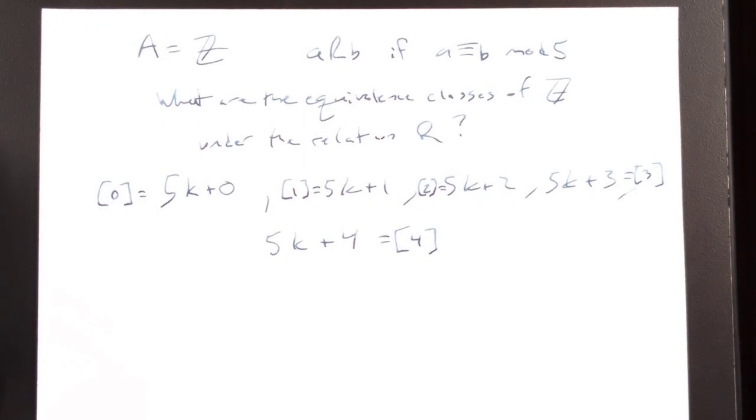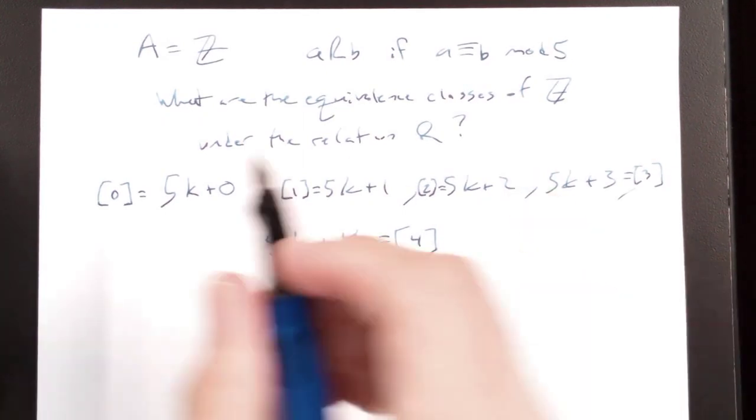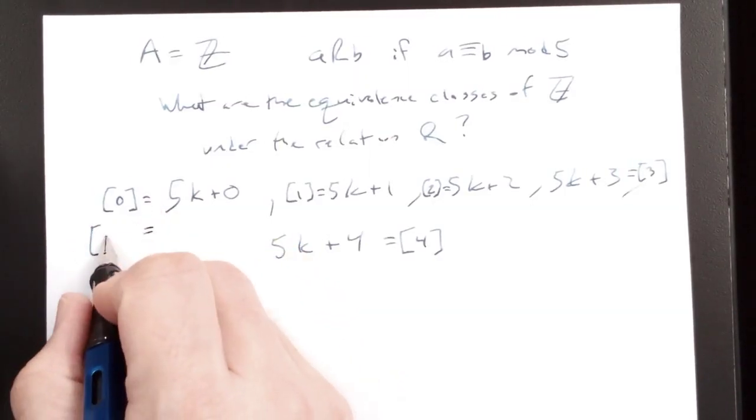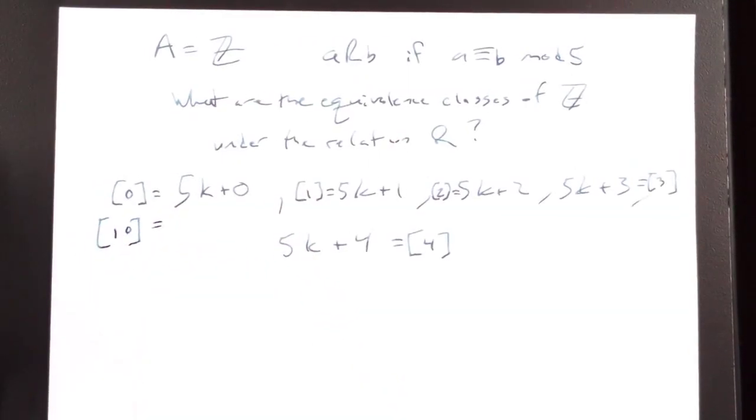Hey, wait a second. What if I picked a different number? Somebody give me a different number other than 0 that's a multiple of 5. 10. I could just as easily have called this class 10. Once I have picked a representative, the representation is not unique. By default, I picked the smallest non-negative number, but it's not required.